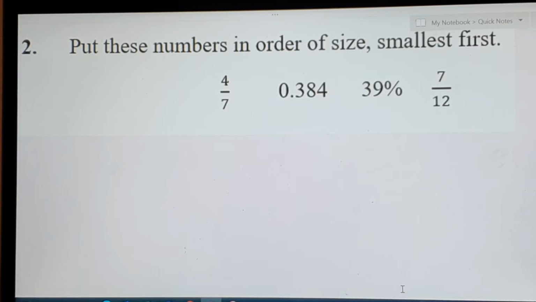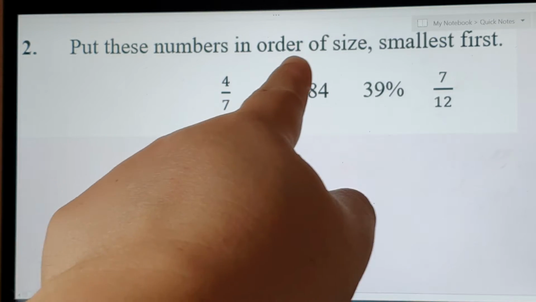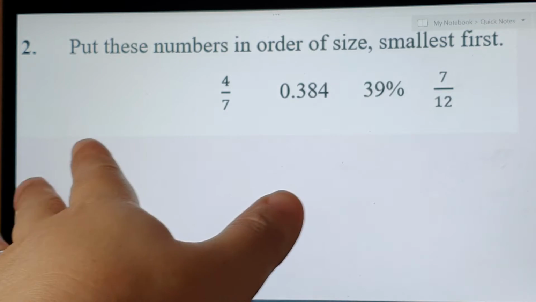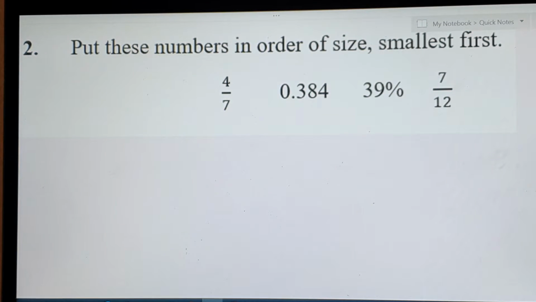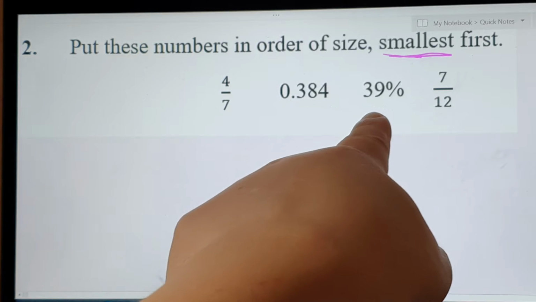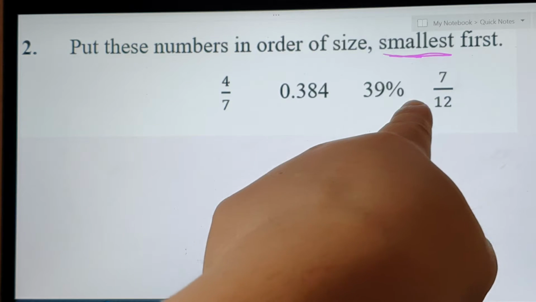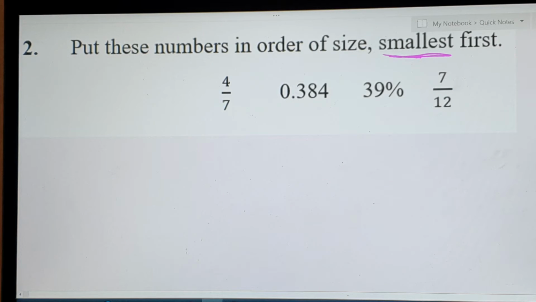Okay, let's continue with question 2. Question 2 asks you to put these four numbers in order of size. That means arrange them from the smallest to the biggest. So how do we do that? If you look at the question, some of the numbers are fractions, some decimals, some percentages. So you should change all to decimals.